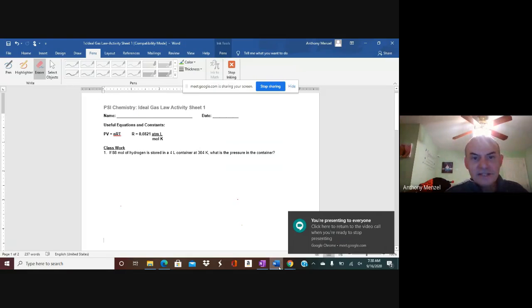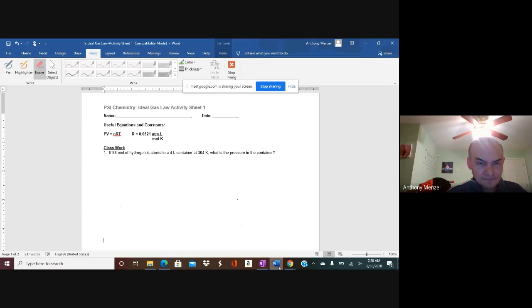So we're going to begin to learn about the ideal gas law in its simplest form. Here we have the ideal gas law, PV equals nRT. R can be represented with different numbers depending on the units that are used.